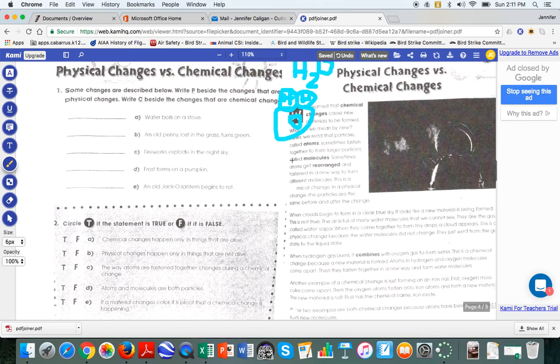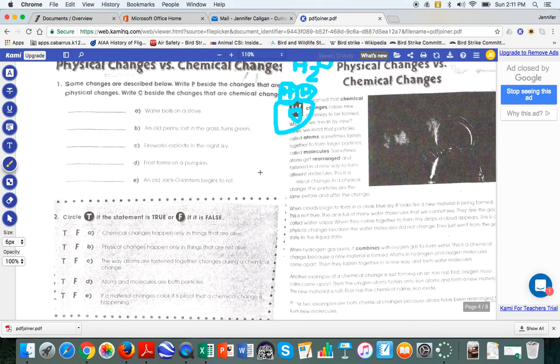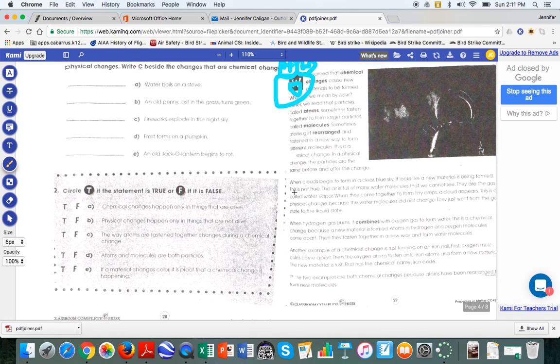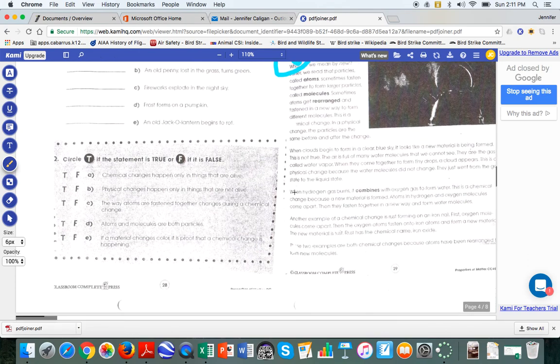So sometimes when these atoms get rearranged and fastened in a new way, we make different molecules. If something busts up these hydrogens and these oxygens and they form with something else, it's going to make a different molecule. They get rearranged. And that's a chemical change when you form something new.